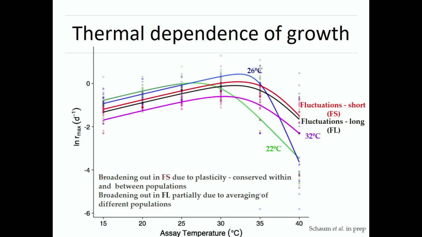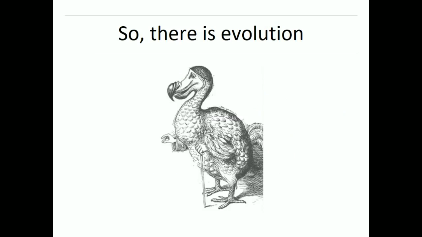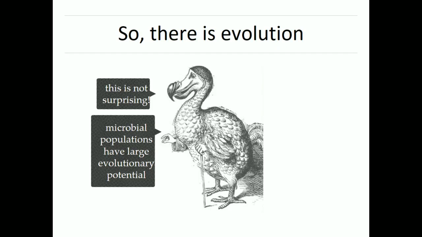Yep, and again, we have the broader curves here, but for quite different reasons. As I said earlier, this one here is mainly due to the organisms being really plastic, whereas here we have two different populations, one of them preferring the colder temperatures and the other preferring the hotter temperatures. Yes, evolution is happening, which is good. We know what happens to things that do not evolve. However, it's not very surprising because large microbial populations have a high potential to make an evolutionary response.